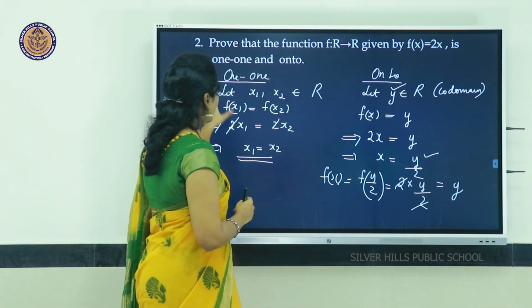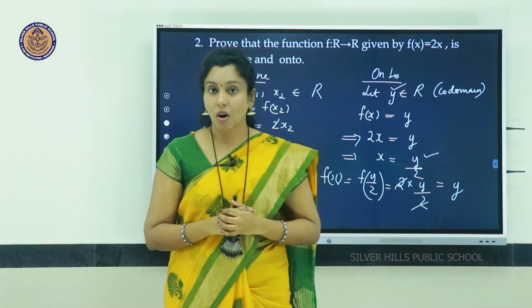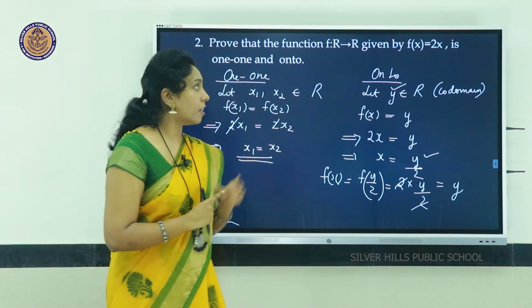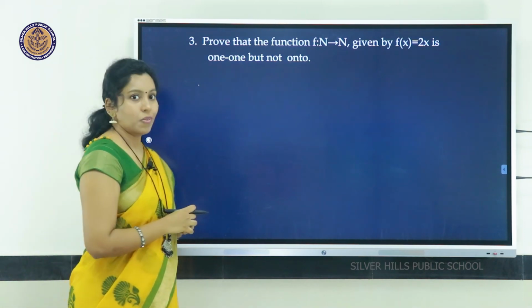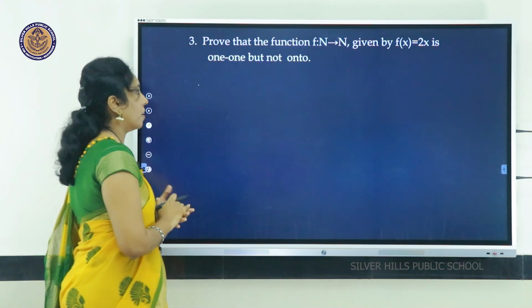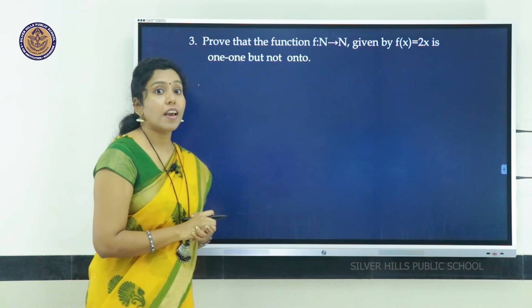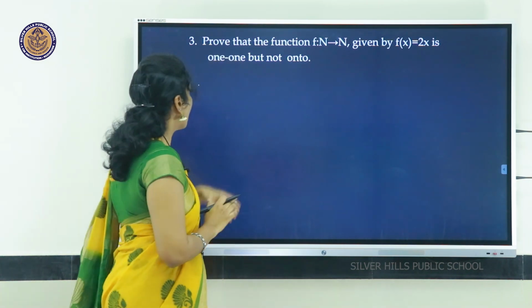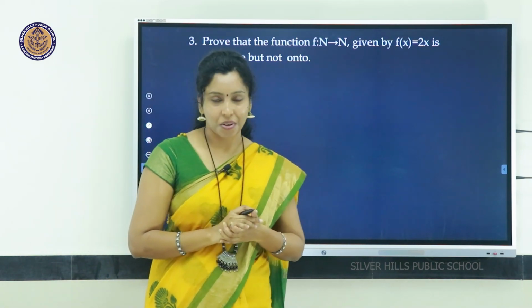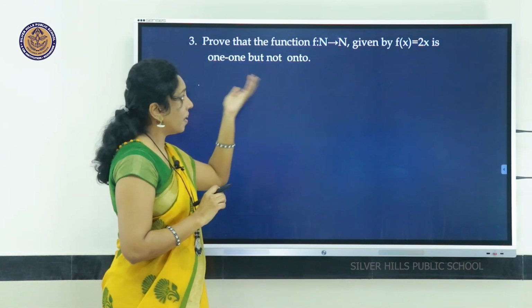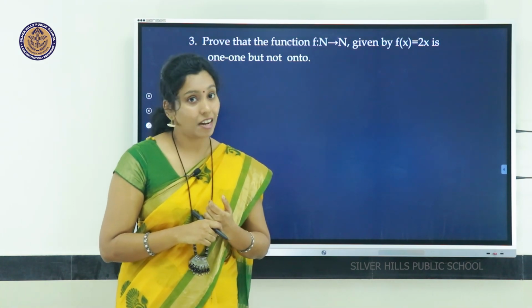So, the given function is 1-1 and onto. So, what is the name of that function which satisfies both? We call that function a bijective function, and this is an example of a bijective function. So, now let us move to the third question. So, what is given here? Prove that the function f from N to N given by f of x is equal to 2x is 1-1 but not onto. So, now this question is similar to the second question, but in the second question domain and codomain they are different. There it was R, here it is N, that is natural numbers.